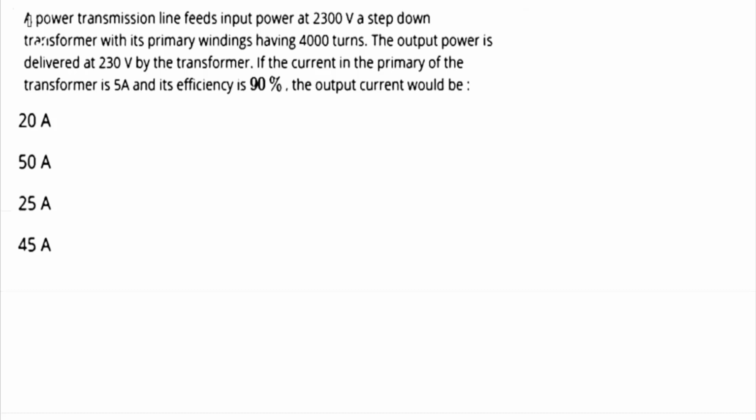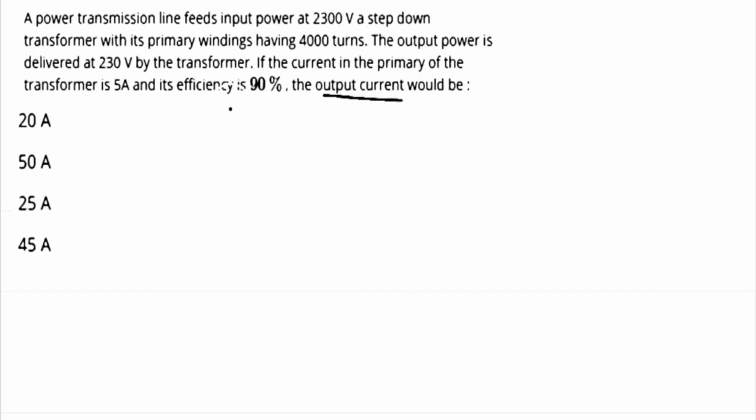Hello everyone, let's start the question. The question says that a power transmission line feeds input power at 2300 volt to a step down transformer, its primary winding having 4000 turns. The output power is delivered at 230 volt by the transformer. If the current in the primary of the transformer is 5 ampere and its efficiency is 90%, the output current would be. So in the question we have to find the output current.